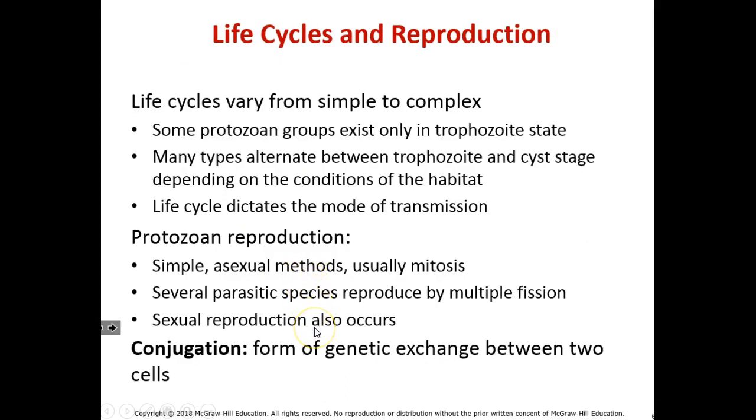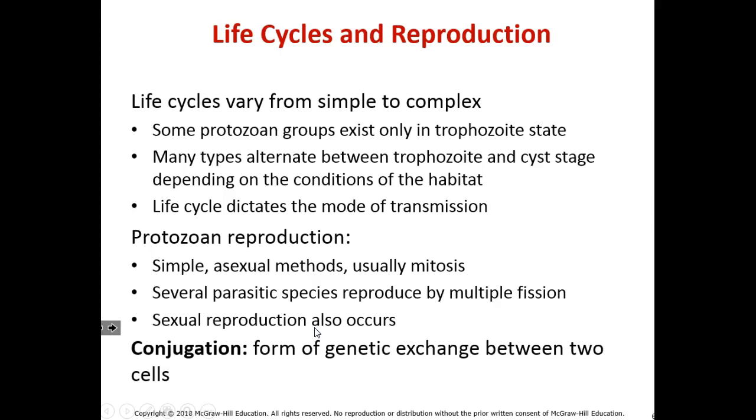Life cycles vary from simple to complex. Some protozoan groups exist only in a trophozoite state. Many types alternate between trophozoite and cyst stage depending on the conditions of the habitat. Life cycle dictates the mode of transmission.